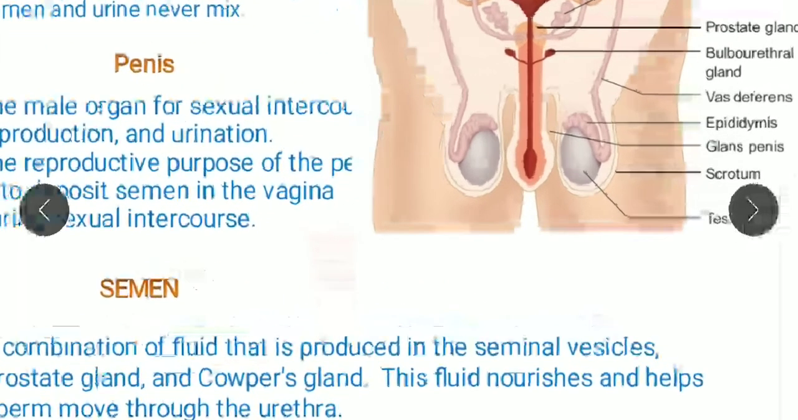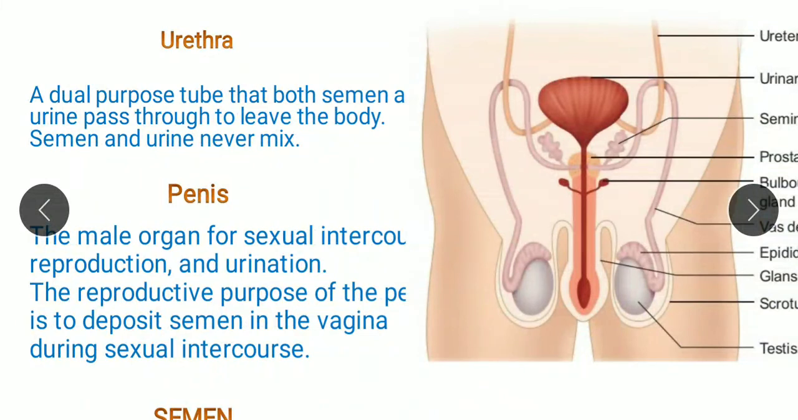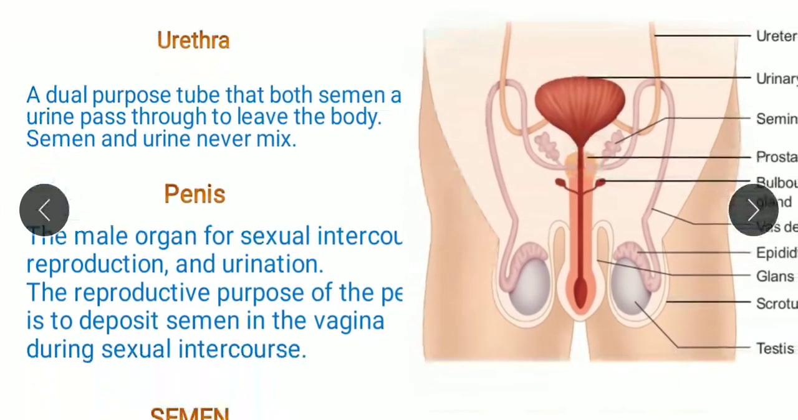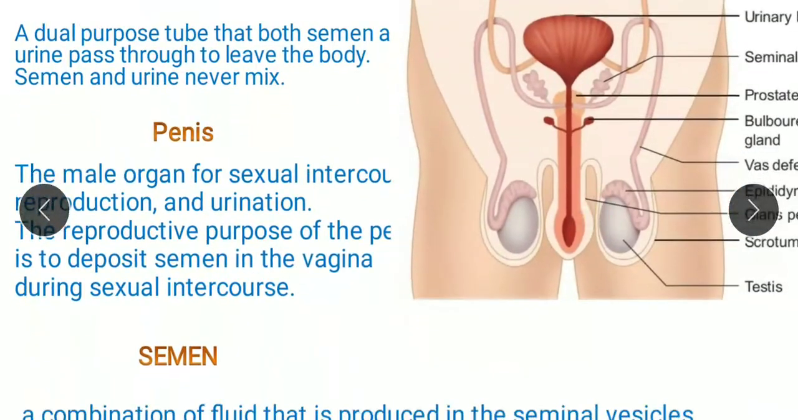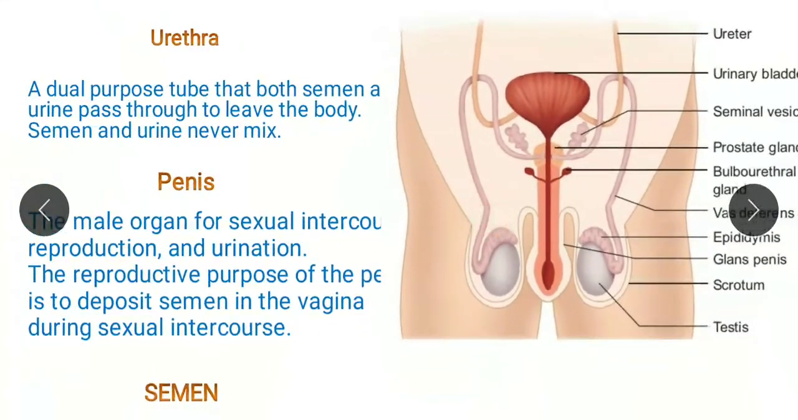Next one, the urethra. It is a dual-purpose tube that both semen and urine pass through to leave the body. Semen and urine are never mixed. The tube from the bladder to the ejection region is called the urethra.